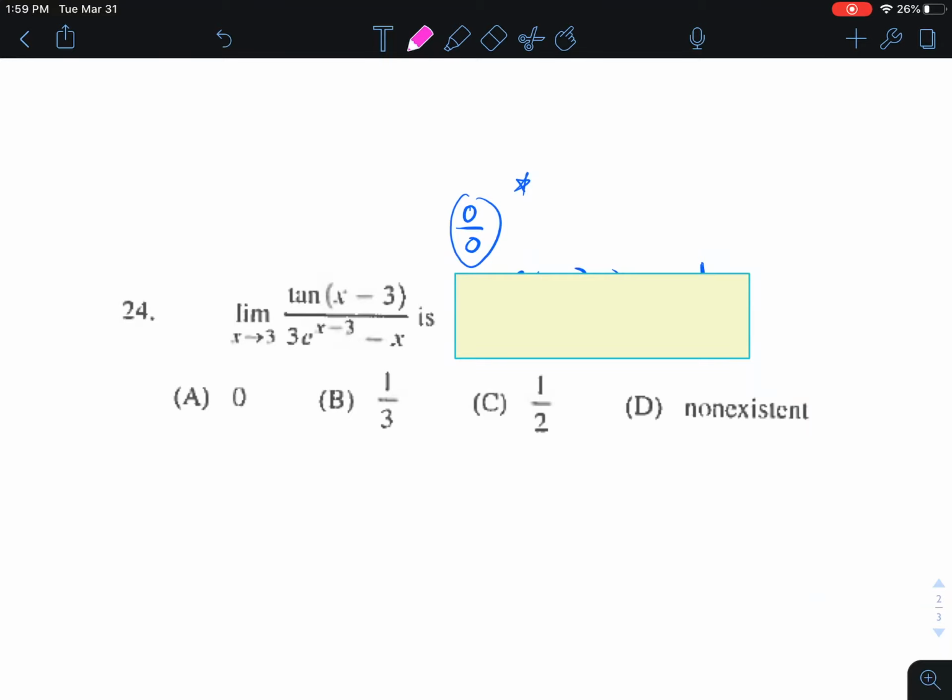Let's see. Plug in 3. Tangent of 0 is 0. And plugging in 3 in the denominator, e to the 0 is 1. Anything to the 0 is 1, so this is just 3 times 1. 3 minus, here the x is 3. 3 minus 3 is 0, so the denominator is 0. So clearly, oh, I got an indeterminate form. I'm going to want to use L'Hopital's rule. Here we go. I want you to pause, take the derivative of top and bottom, carefully come back and we'll check.